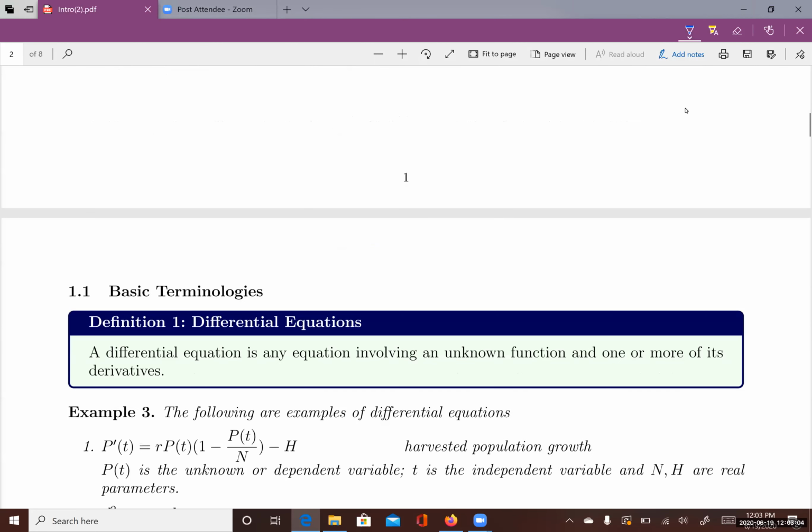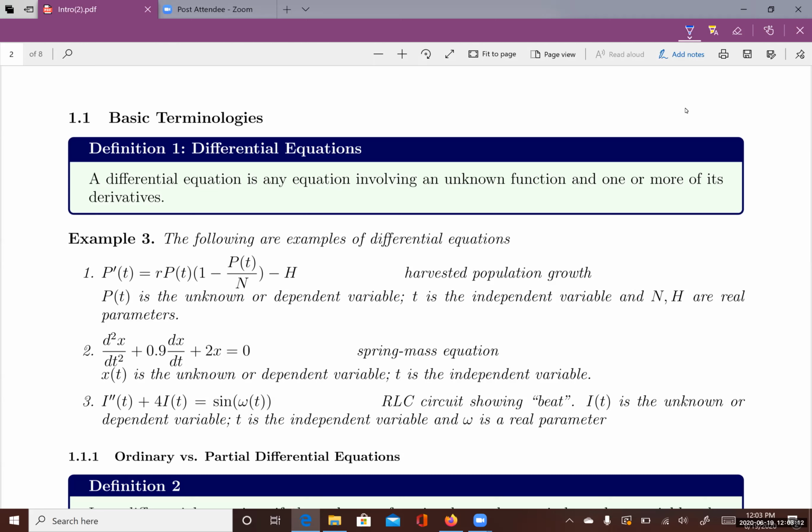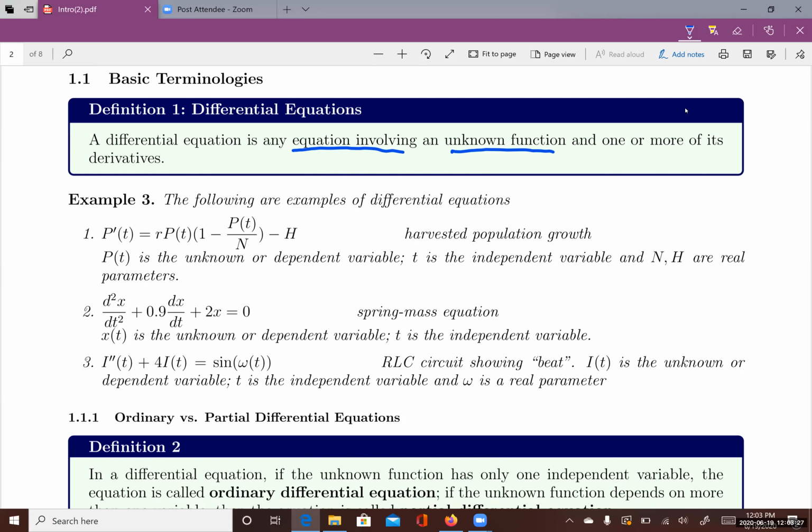Now let's talk about some of the basic terminologies in differential equations. First, a formal definition: a differential equation is any equation involving an unknown function and one or more of its derivatives. So we look at this example here.